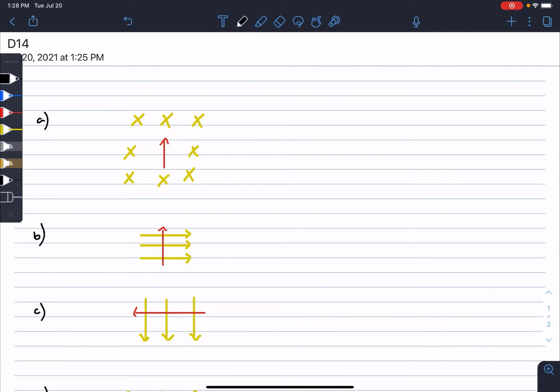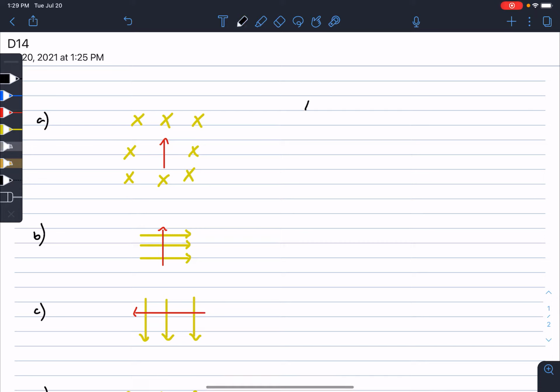Okay, problem 19.2. We're given a series of scenarios where we have a B field and a proton with a velocity moving through the magnetic field, and we're asked to find the direction of the force on the proton. So we have a proton moving through a field. These x's indicate that, if you think of this as an arrow, the field is pointing into the page, right? This is the back of the arrow. That's how I remember it.